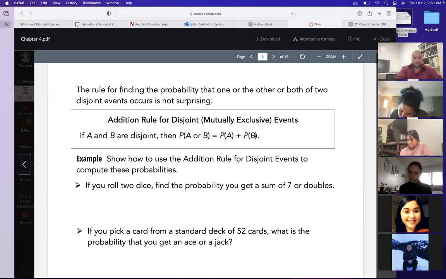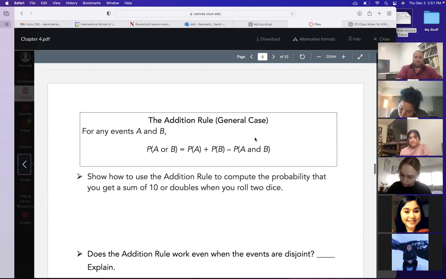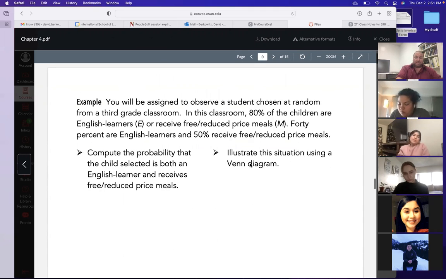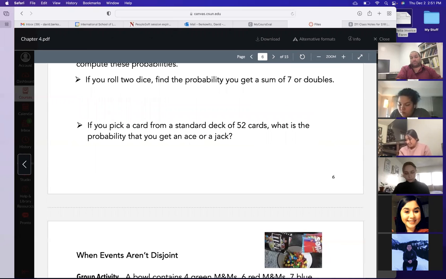This is a big one right here. What about if they're not disjoint? Well, in that case, it's the same rule except one addition. You remove their overlap. So the first one, the second one, but you take away the stuff that you counted twice, which is the overlap, A and B. This was the addition rule, and that takes us to the end of chapter 4.